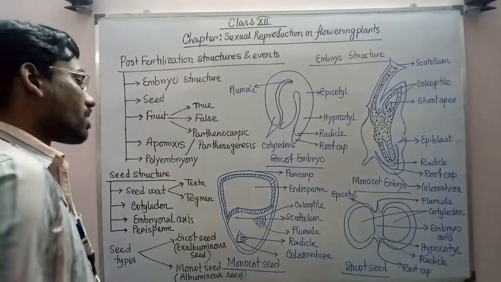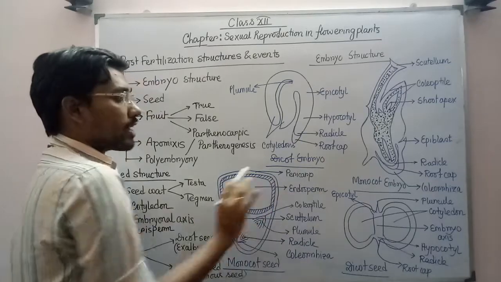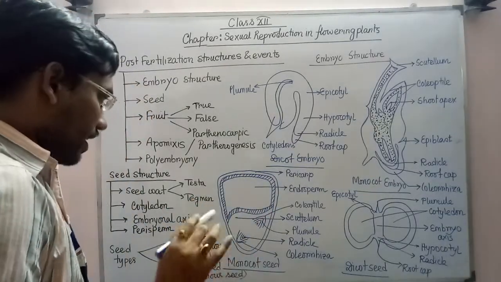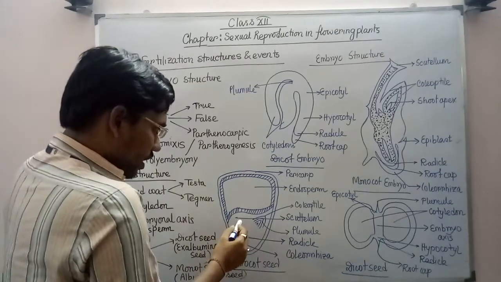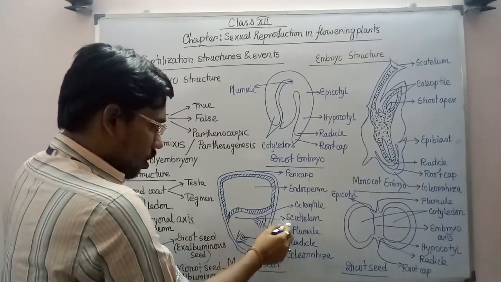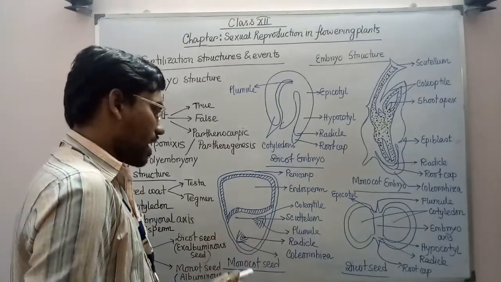Again I am repeating: this entire vacant portion you can see is the stored endosperm, or rather the albuminous portion. Next, this shield-type structure is commonly called the scutellum.